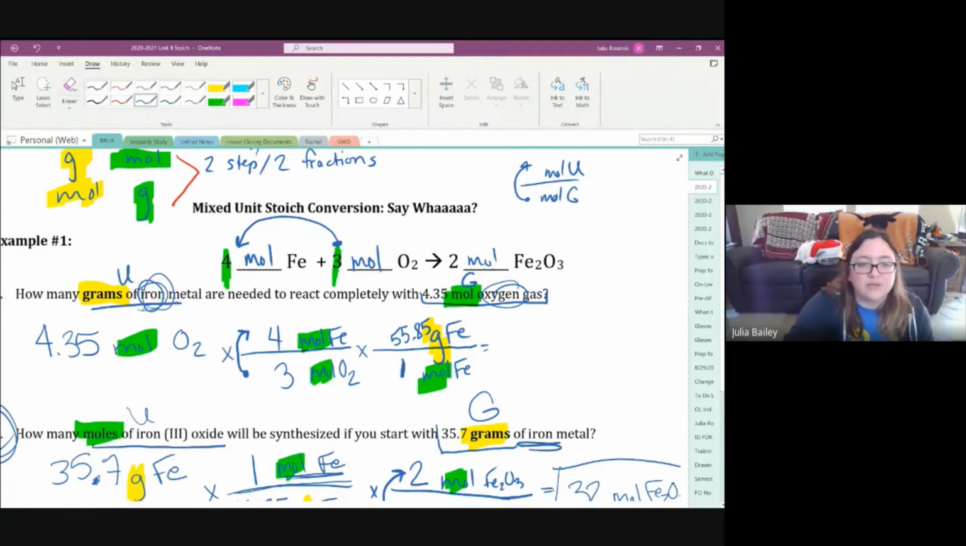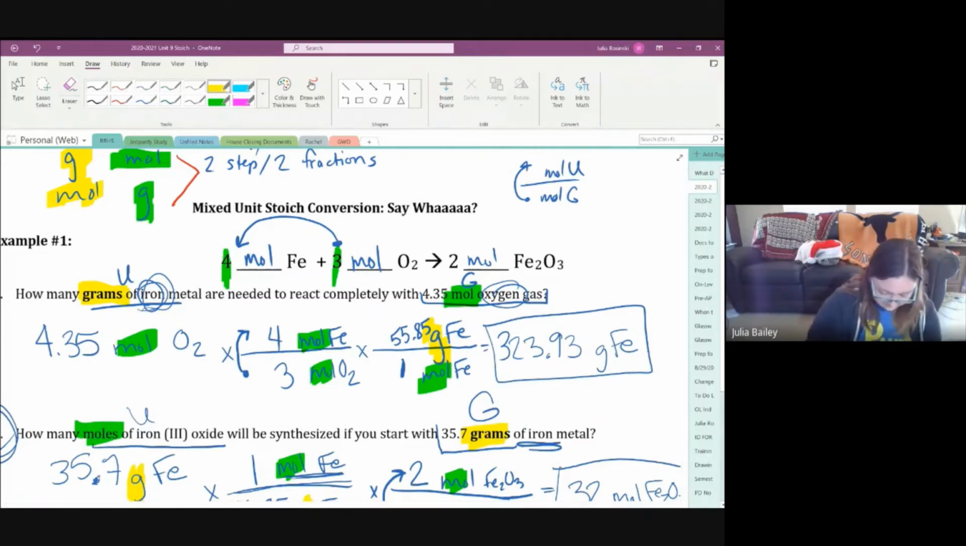So 4.35 times 4 times 55.85 divided by 3 is 323.93 grams of iron.